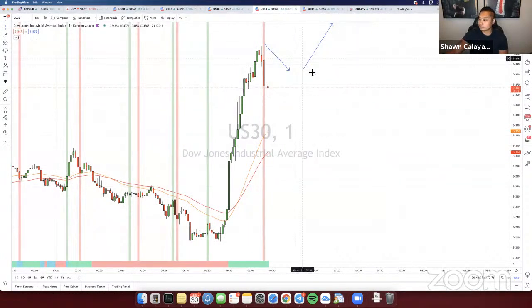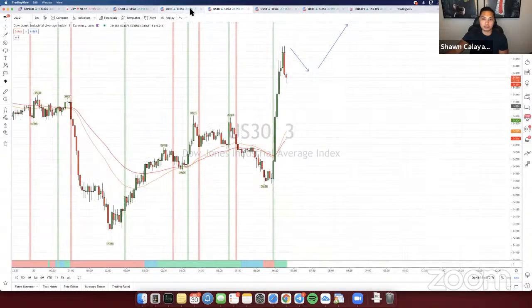Looking over here at US 30, it's kind of flat now. So this is fine that we have this retracement here. We need it to swing back up to take that buy anyways. So we're looking for a possible buy here. But you guys can see the volatility kind of died down a bit, right?